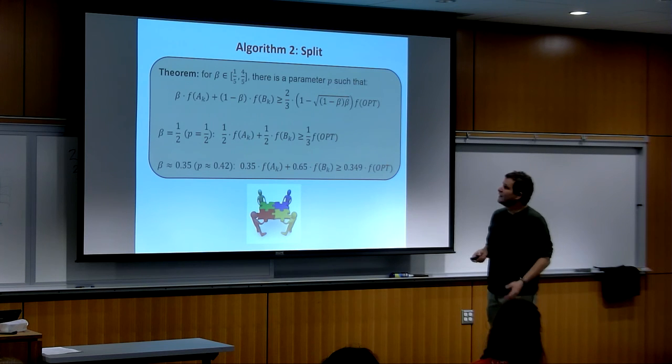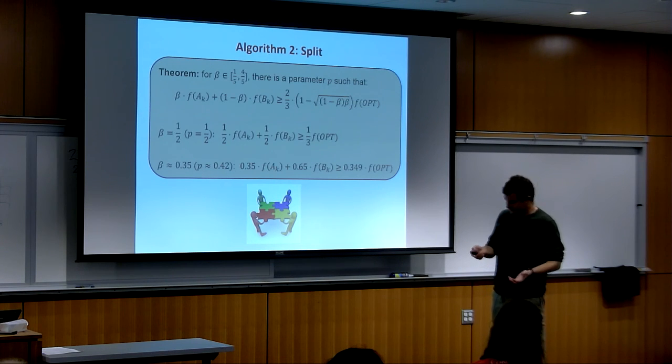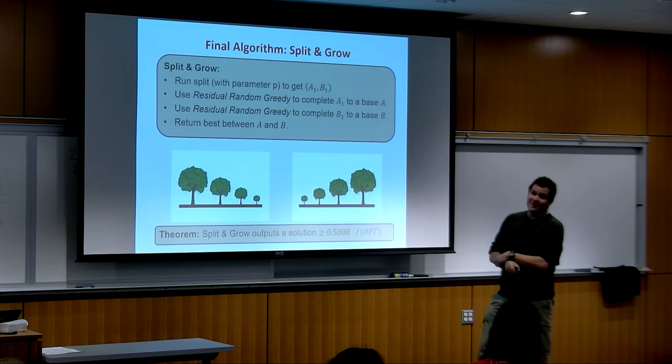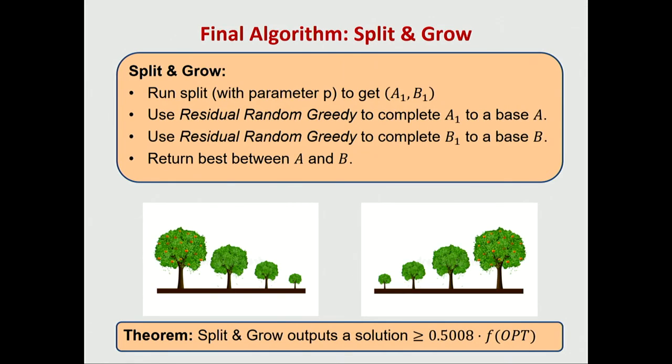So what you should remember is that you can split the items, get two independent sets that together have a lot of value. So here is the final algorithm that will give you 50.08% of the optimum. You split the items with some parameter p. You get A1 and B1. And then you randomly use residual random greedy to complete A1 to a base, B1 to a base, and choose the best out of these. And what we can prove is that this improves the greedy that you saw earlier.